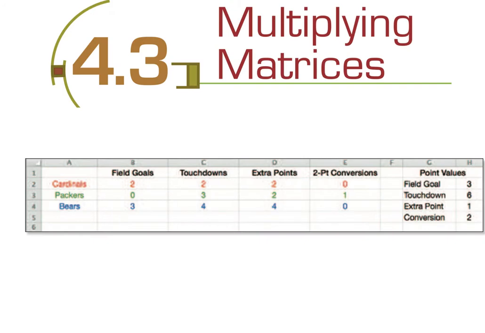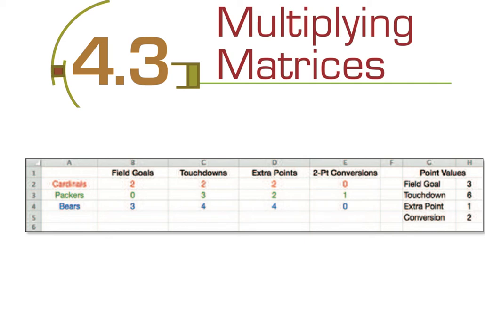Multiplying matrices, this is different than scalar multiplication. Scalar multiplication is when you have one number on the outside of the matrix and you're multiplying every element in the matrix by that number on the outside. Matrix multiplication is when you're taking 2 matrices and multiplying them. And so it's done a little bit differently.